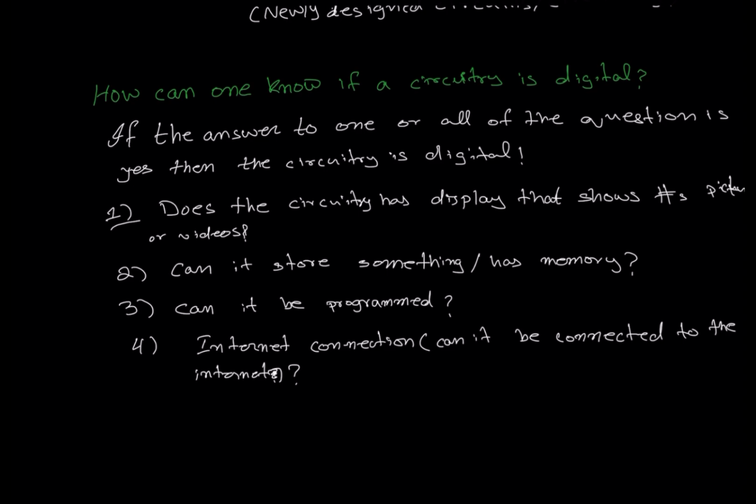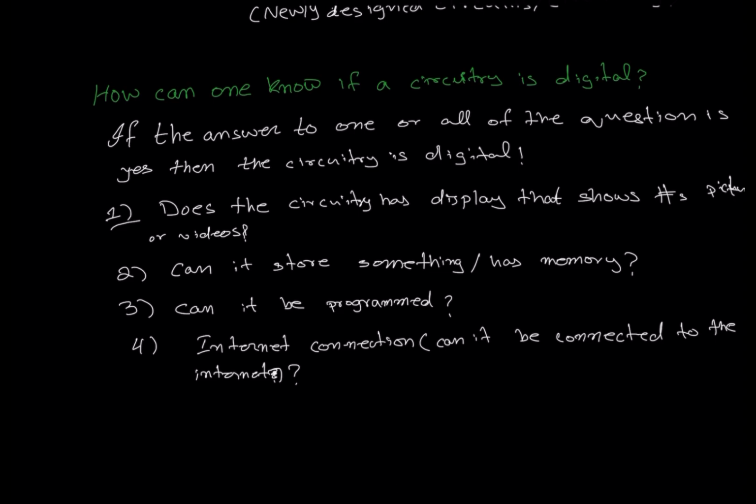Number two, can it store something or have memory? Can it store some data or have memory? Yes. In our modern days, TVs, phones, laptops, iPads, these devices store and have a memory, so we can say yes, that is digital.